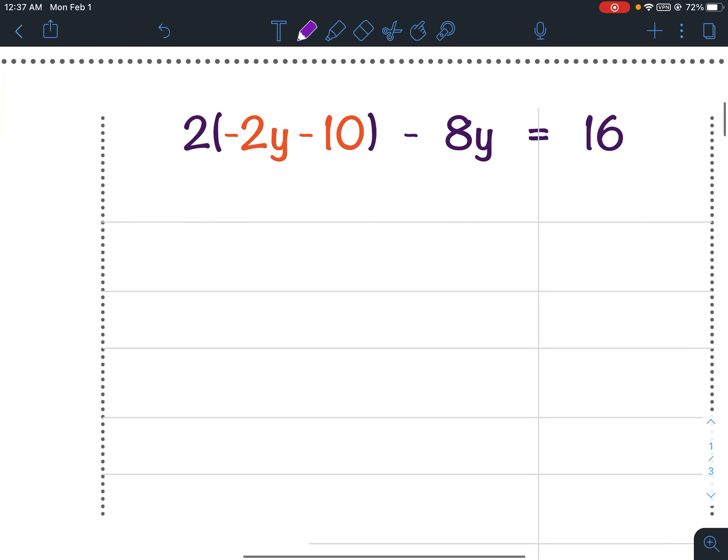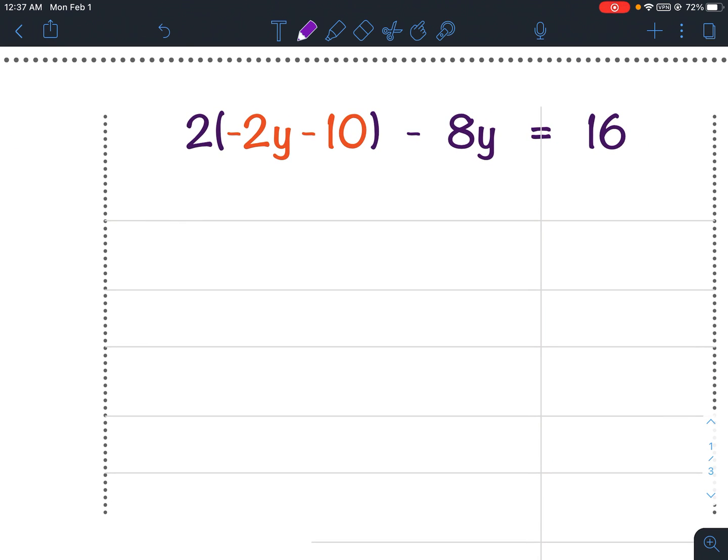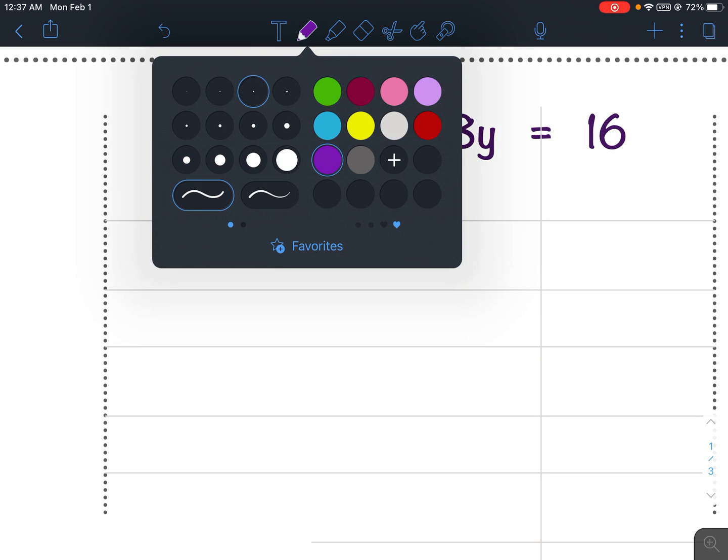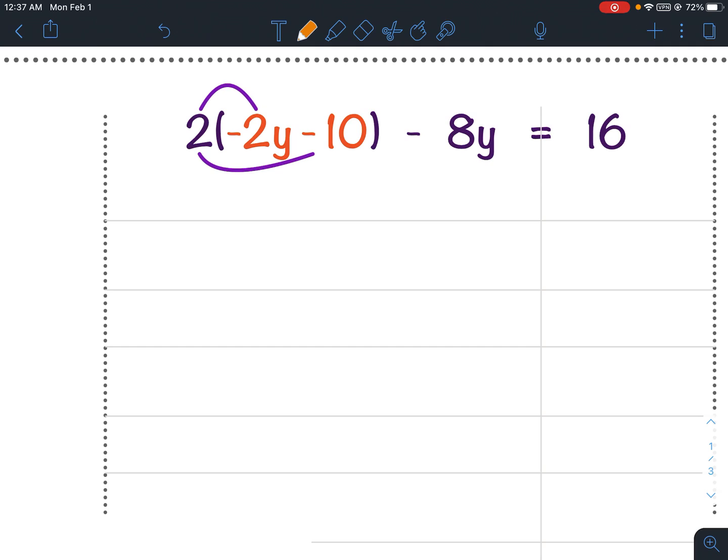All right, multi-step equation. I'm going to start with the distributive property. Two times negative 2y would be negative 4y. 2 times negative 10 would be negative 20. Don't forget that negative in front of the 10. Bring down the negative 8y. Keep the equal signs lined up. And bring down the 16.